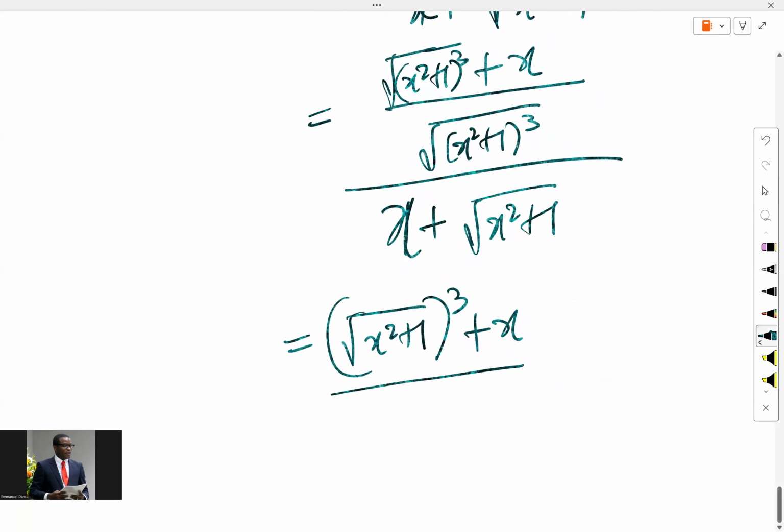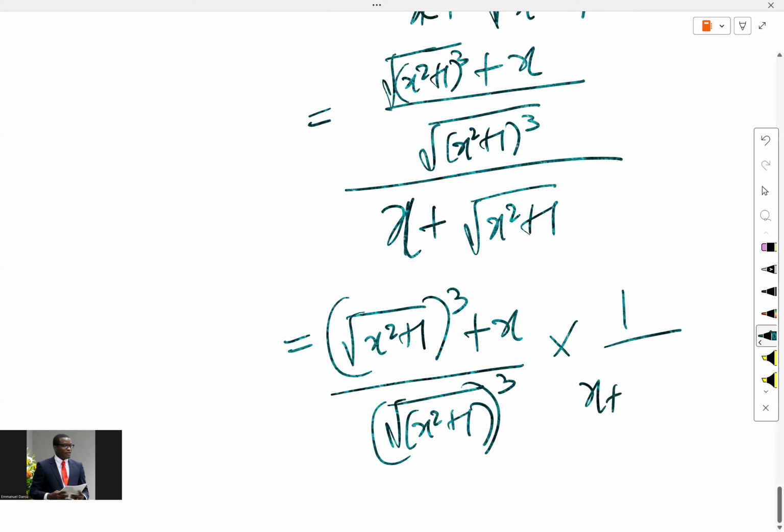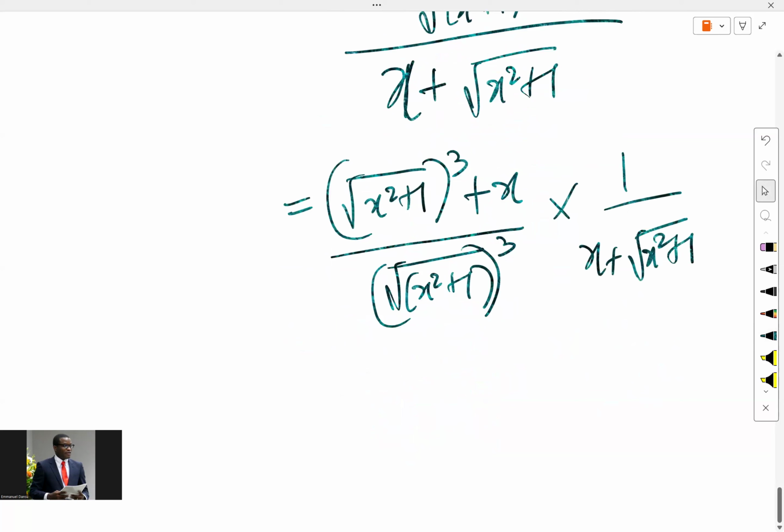Then all over square root of x squared plus 1, the cube of that, then divided by this, that is times 1 over, okay, that's divided by this, right? So that's times 1 over x plus, man, this is serious, x plus square root of x squared plus 1. So let's see what happens.